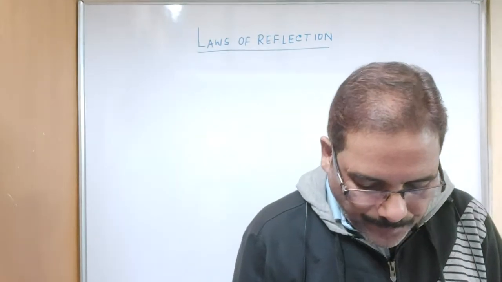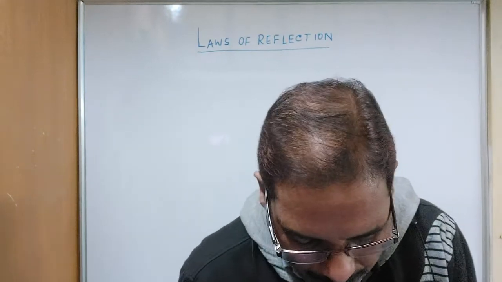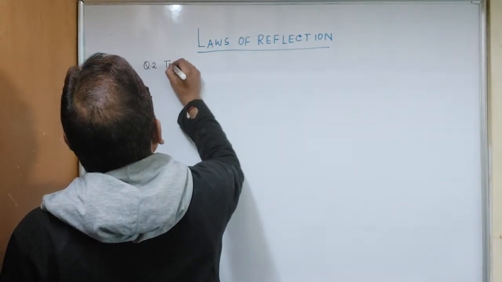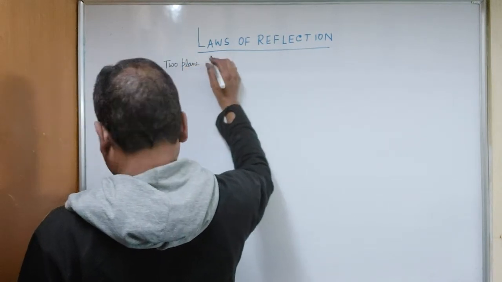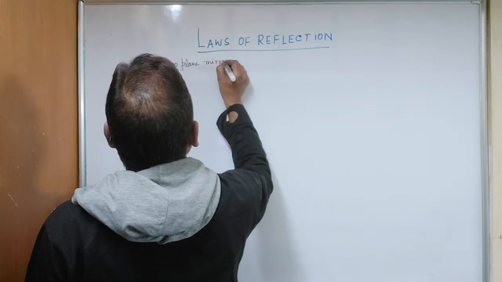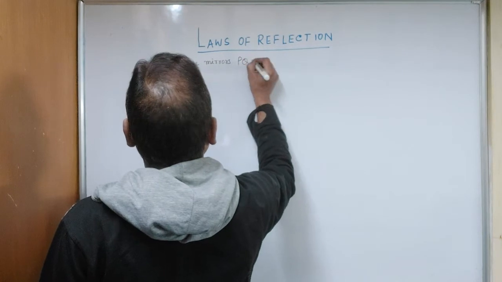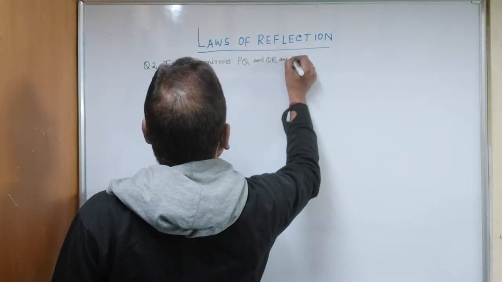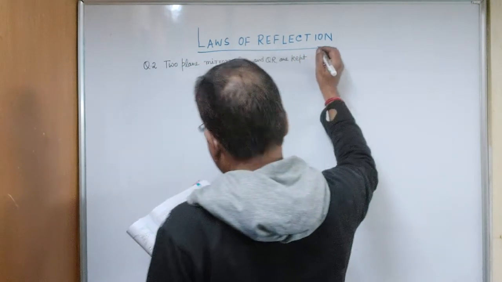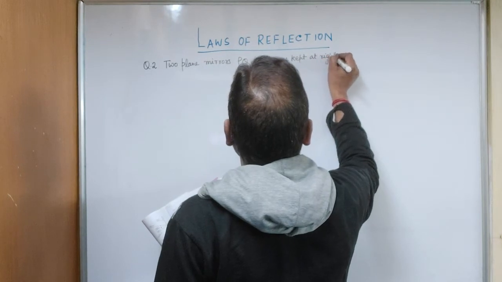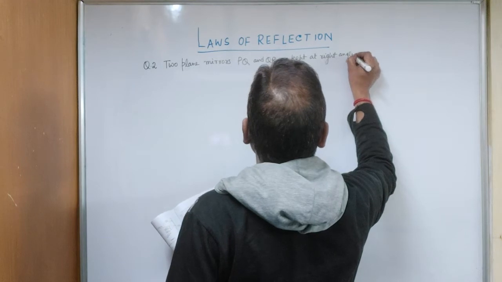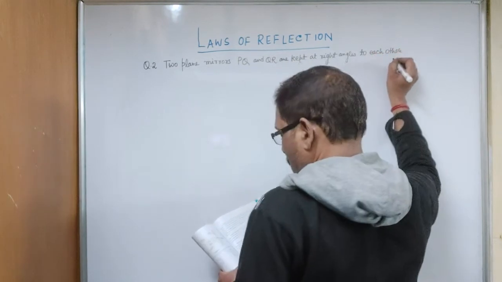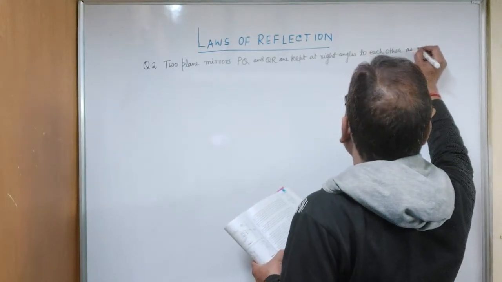Now the second question. Two plane mirrors PQ and QR are kept at right angles to each other as shown in figure.